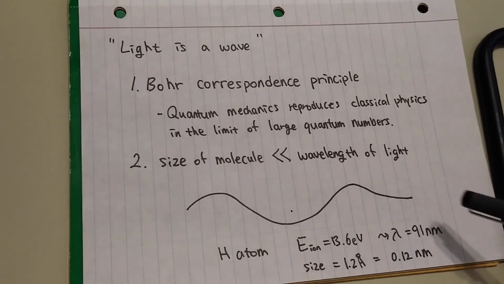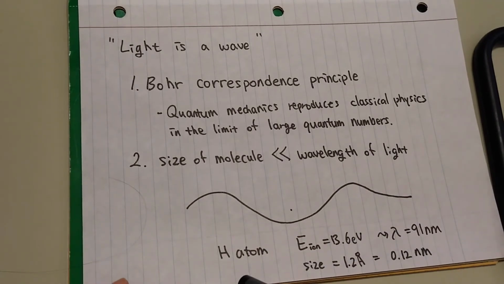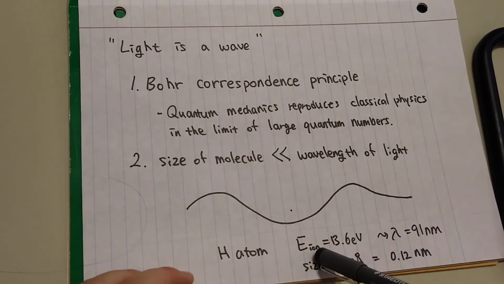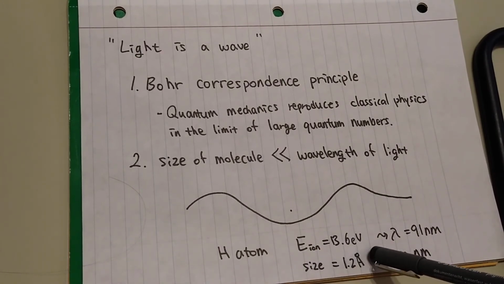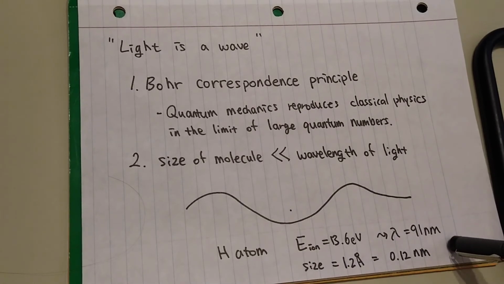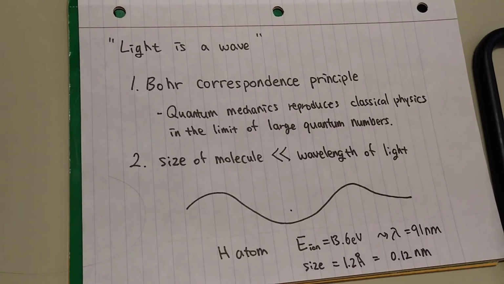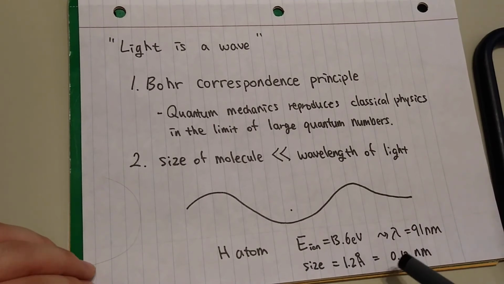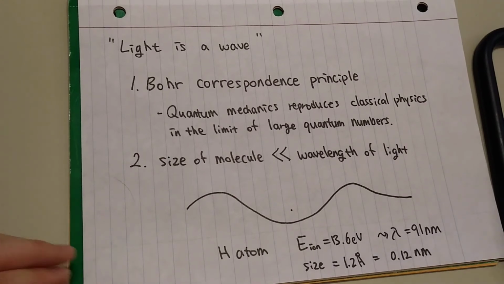So I tried to draw the difference. For example, in the hydrogen atom, the ionization energy is equal to 13.6 electron volts, which gives a wavelength of 91 nanometers. We learned how to calculate this from the last video. And the size of the hydrogen atom is 1.2 angstrom, which is equal to 0.12 nanometer. So there is a significant difference. Basically, we can neglect the size of the atom, which is the particle duality.